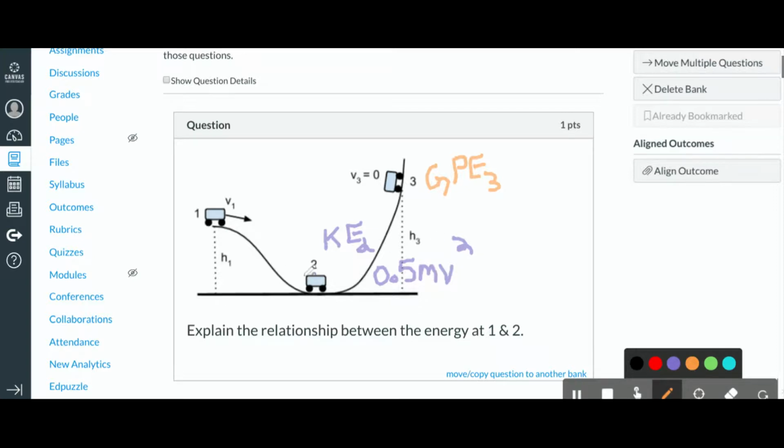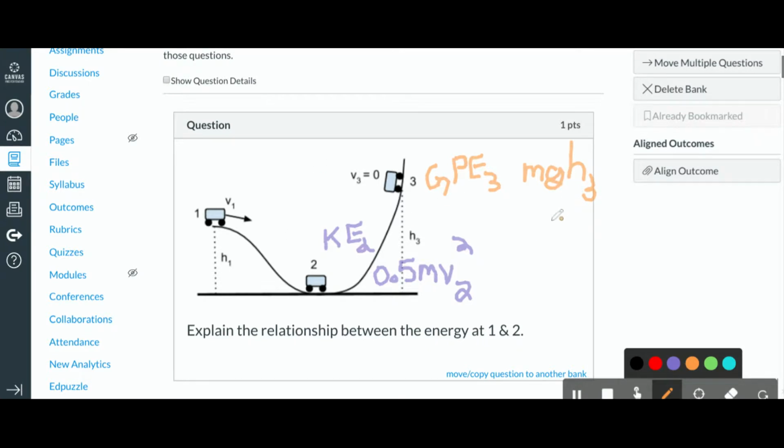This V, right, we're here at V2, that's different than V3, it's different than V1, so we need to also make sure that we have 0.5 mV2 squared, because that's a different location. So 0.5 mV2 squared here at 2. And then at 3, there's only GPE, so at 3 it's going to be m, g, and then h, and in this case you should have had H3, right? Because here at E3 there's this H3 height.